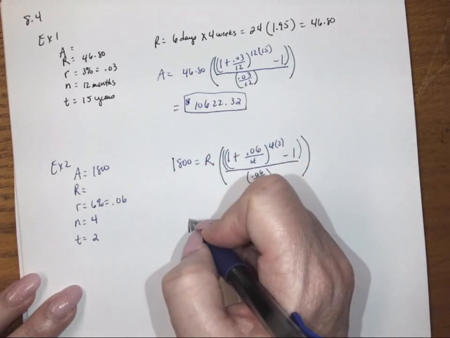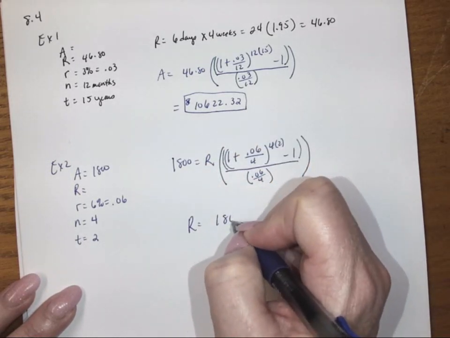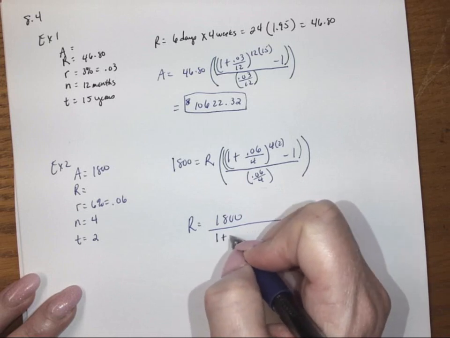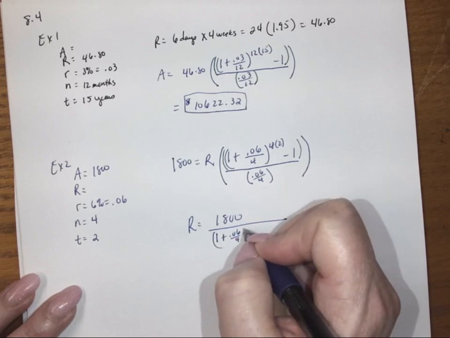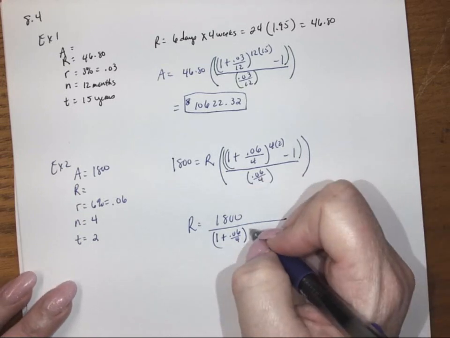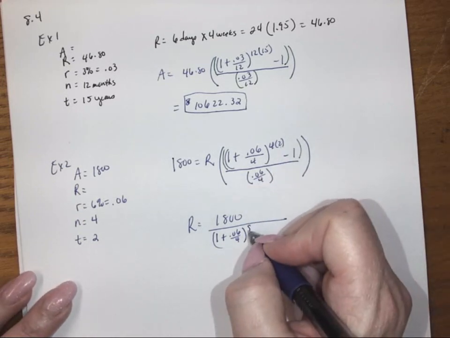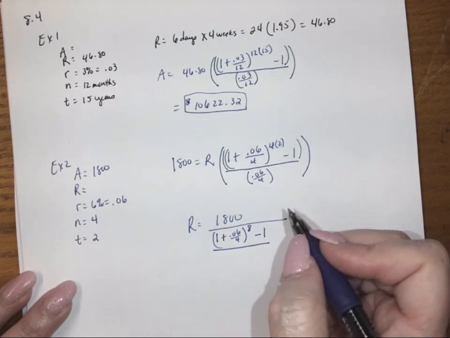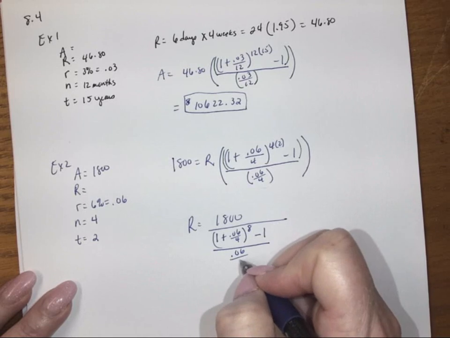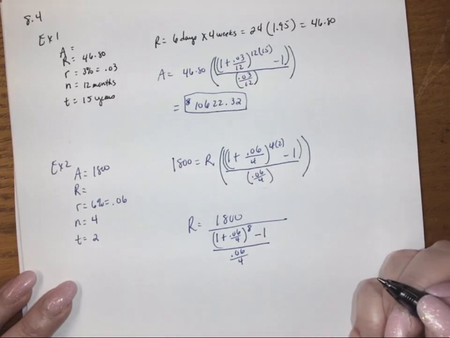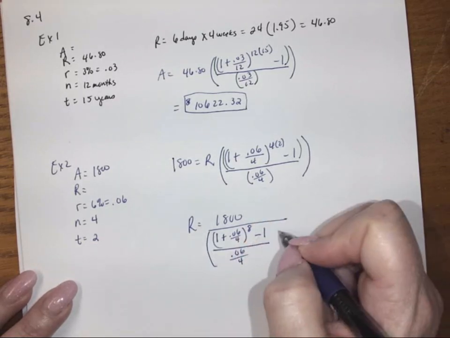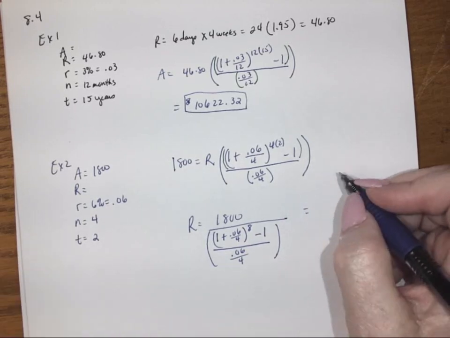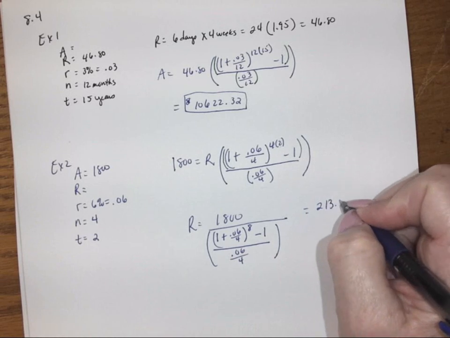So if we're looking at the R, we're going to have to divide both sides by this big part here. So we end up with R is equal to 1,800 divided by our 1 plus 0.06 over 4, raised to that 4 times 2, which we could write as 8, minus 1, all over 0.06 divided by 4. And when you do that, you should get 213.45.